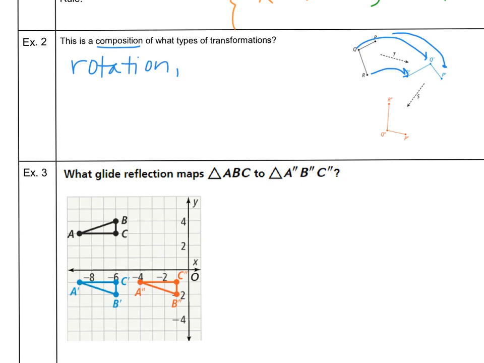But then notice how P prime to P double prime goes straight across, Q prime to Q double prime straight across, and R prime to R double prime straight across. It looks like it's being reflected over a diagonal line of some sort. So this would be a rotation followed by a reflection. Not technically a glide reflection based off of that information, but it is a rotation followed by a reflection.